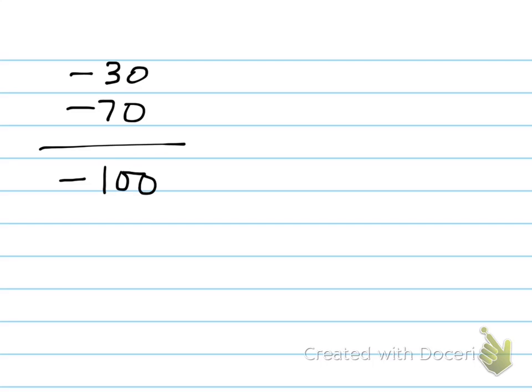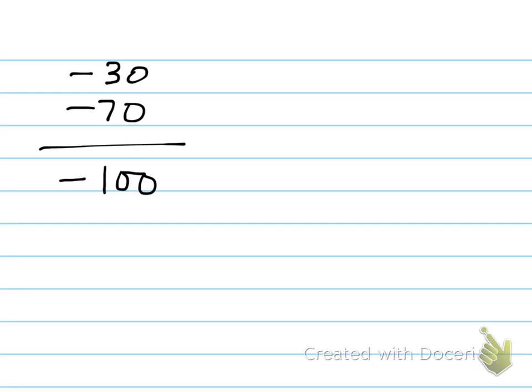Chris owed his brother $30. He later borrowed 70 from his brother. So what does that make? It's almost the same one we did a while ago, except it was 90. Let's see one more.